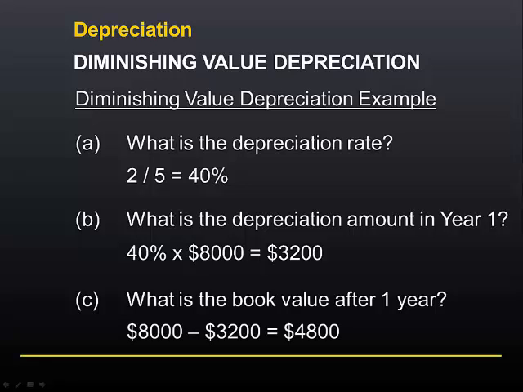And the book value at the end of the year is the book value at the beginning of the year, $8,000, minus the depreciation in that year, $3,200, giving us a book value of $4,800.